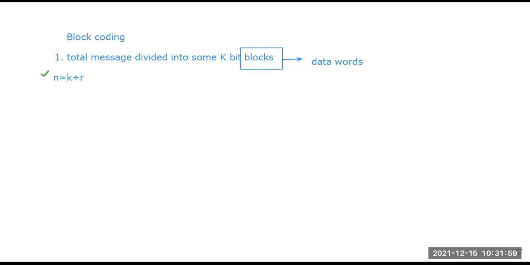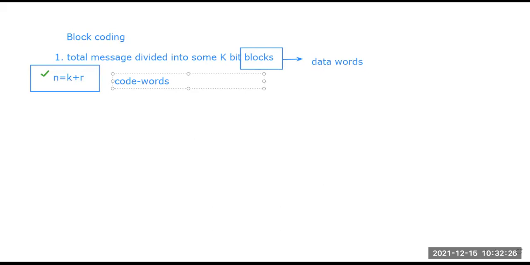These n bits, resulting in the total of k plus r, are known as the code word. So this k term is known as the data word. After adding some redundancy bits to k, the total n, which is k plus r, is known as the code word.